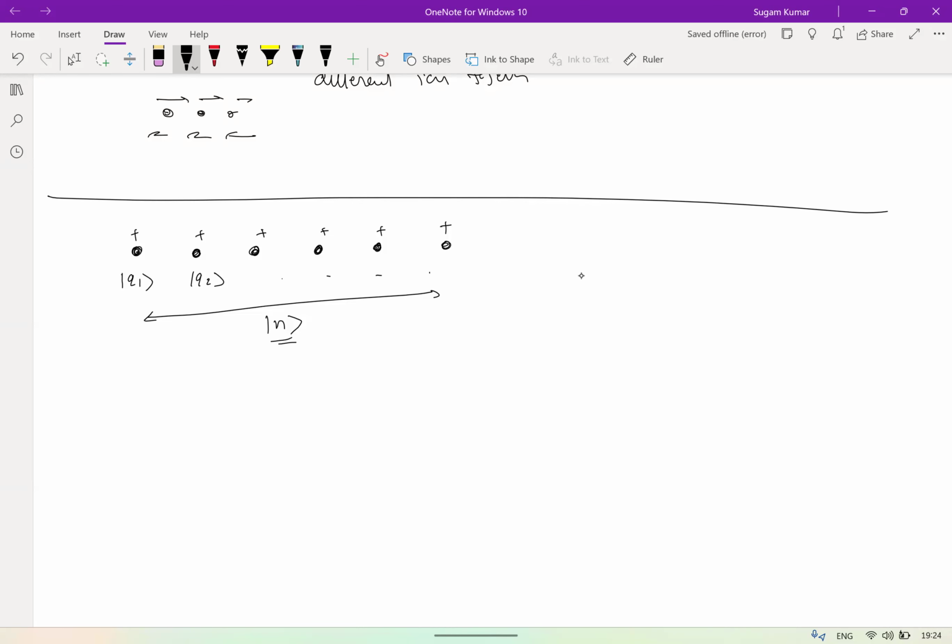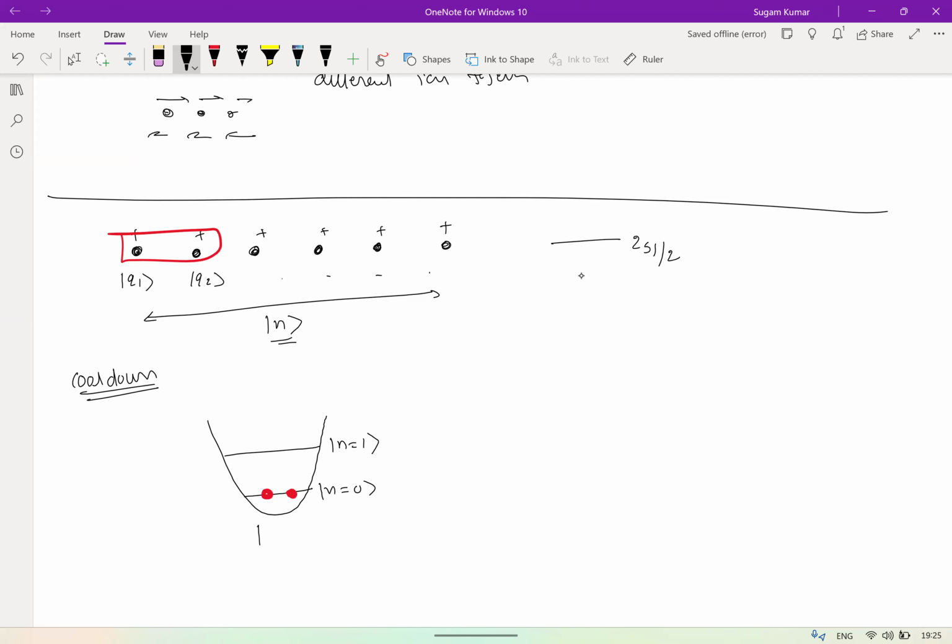But when these ions are oscillating, what I can do is cool the whole system down. And let us now say that I'm going to make vibrational levels, and I'm going to show only two levels here. So this is N equal to 0, and this is N equal to 1. And let us think about two calcium ions only. They are also, let us say, in the ground state. When I say ground state, it means they are in the 2S1/2 state. So this is the ground state.